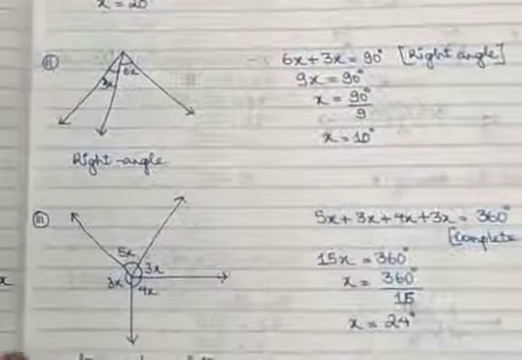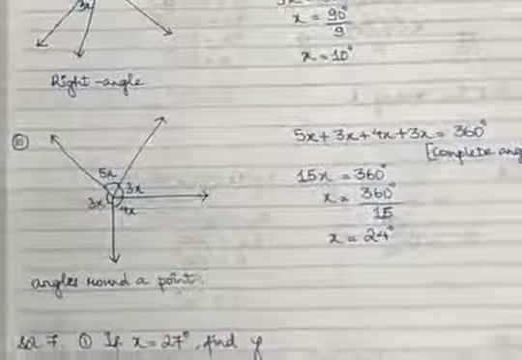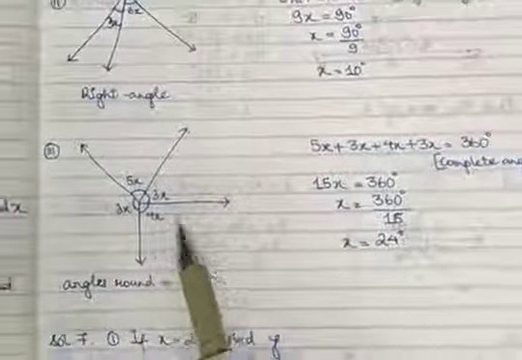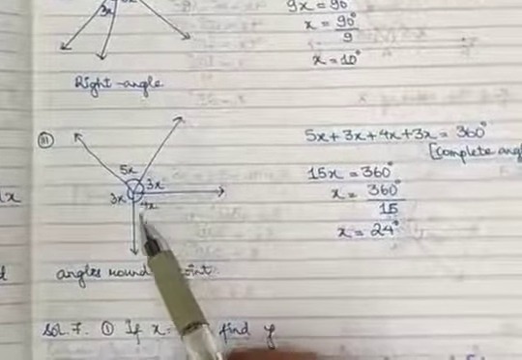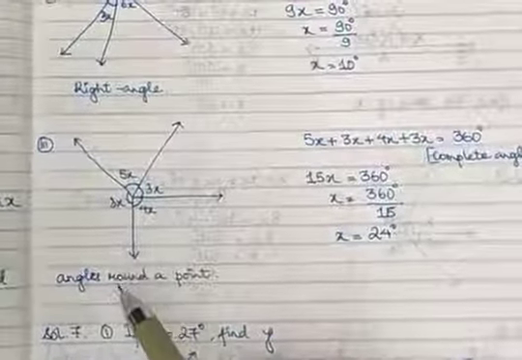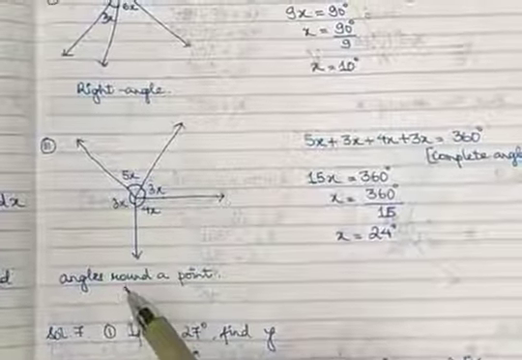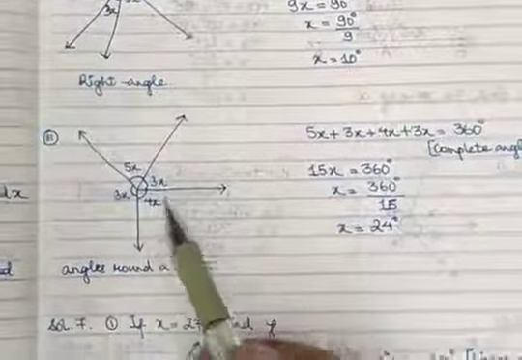Okay. Now for question number 3, a figure is given in your book, and it's written as angles around a point. So angles around a point is actually a complete angle. Okay, angles around a point means actually a complete angle.